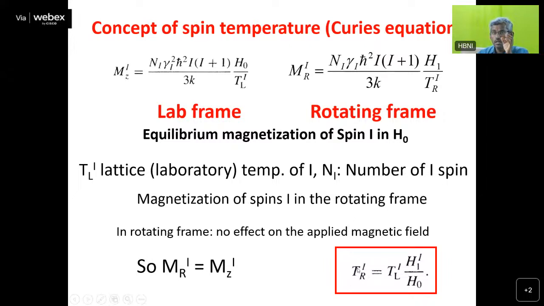The rotating frame temperature of the I nucleus, or rotating frame temperature of the proton nucleus, is nothing but the laboratory frame temperature of the proton nucleus multiplied by the applied radio frequency field along the y-axis, divided by the static field which is already existing in the case of an NMR machine. For example, in the case of a 400 megahertz machine, this is around 9 point something Tesla, and this will be 9.04 Tesla, which means around 9 into 10 raised to 4 gauss. Whereas here this H1 will be in terms of a few gauss. And this is nothing but the laboratory frame temperature.